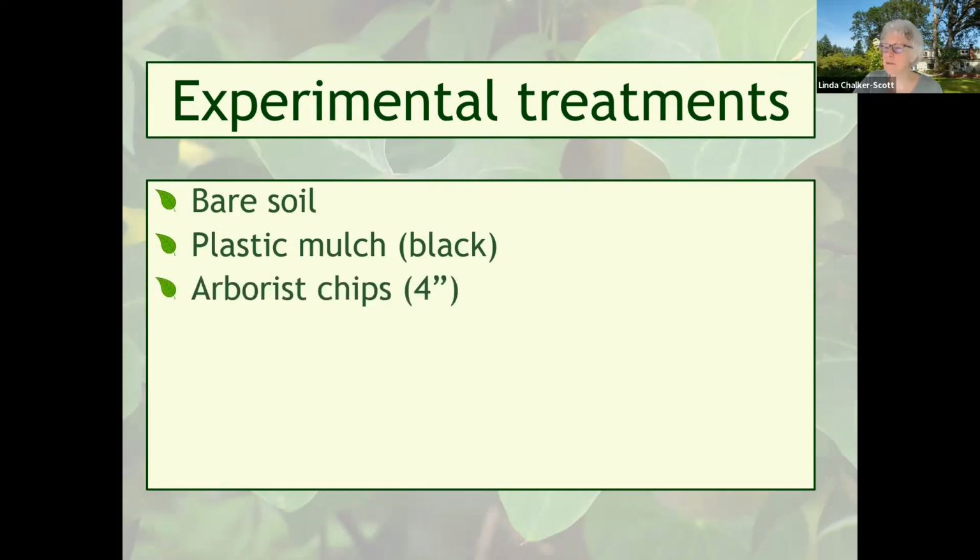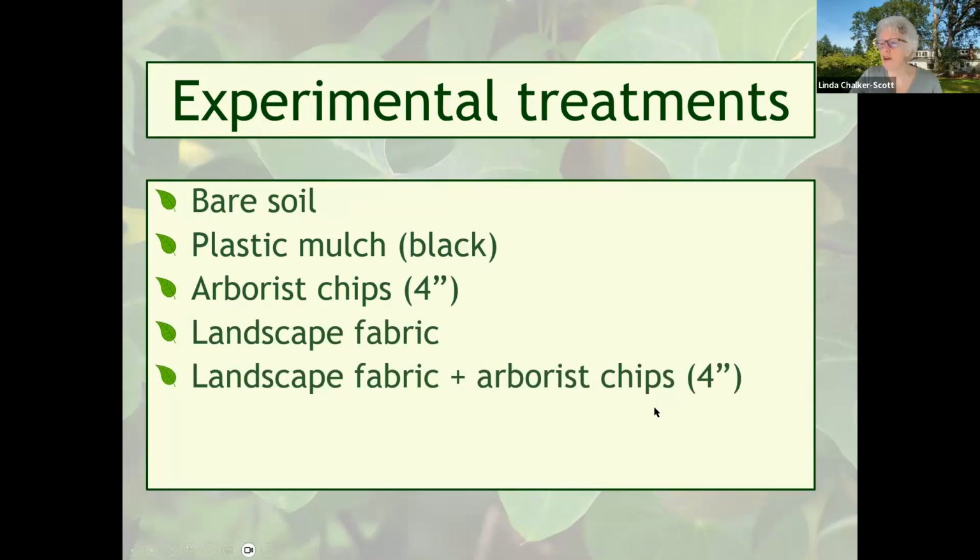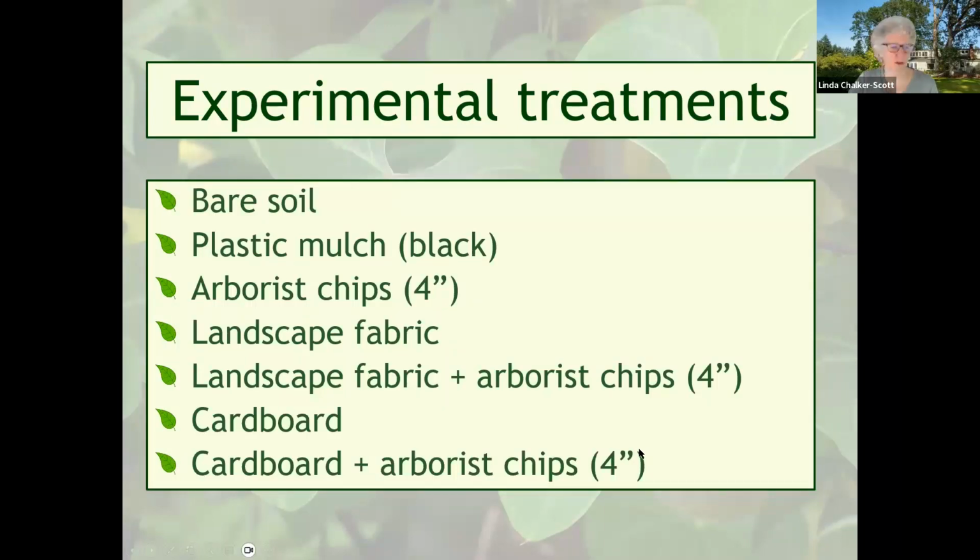We had black plastic mulch. We had arborist chips, and arborist chips are just what come from the tree service when it comes and chips up trees and branches. Landscape fabric, 1 sheet. 1 sheet of fabric plus arborist chips on top. 1 sheet of cardboard and cardboard with arborist chips on top. And we could have gone on forever with these, but there are limits to what you can do financially and realistically. So we just chose things that are commonly used by gardeners and professionally.